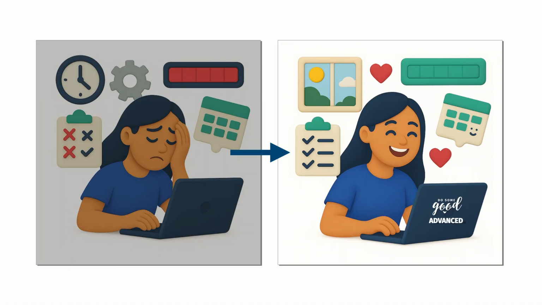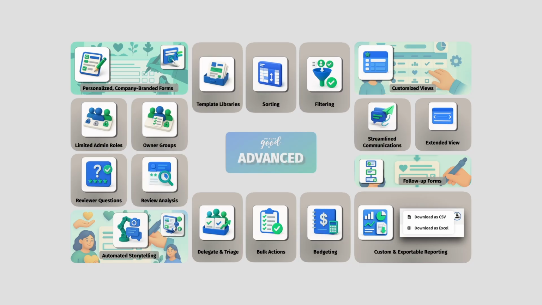In just minutes, you've gone from overwhelmed to organized. With Do Some Good Advanced, you've tackled the toughest parts of managing requests: controlled access with custom roles, simplified scoring and evaluation, streamlined assignments, tracked every dollar with budgeting tools, captured outcomes and shared impact stories, and you did it all in one seamless, powerful platform.